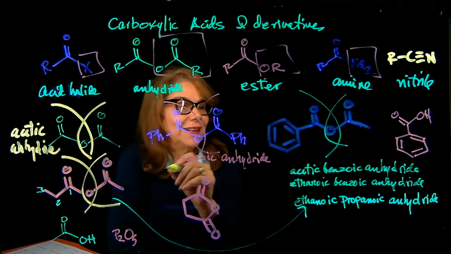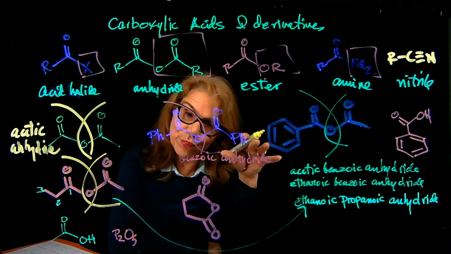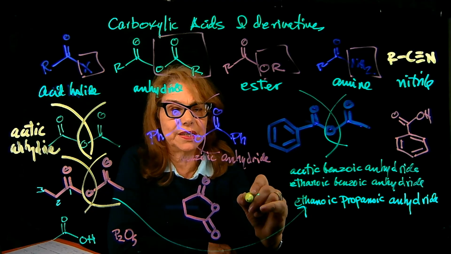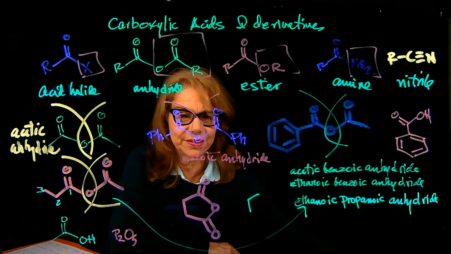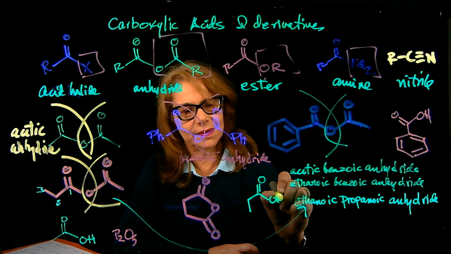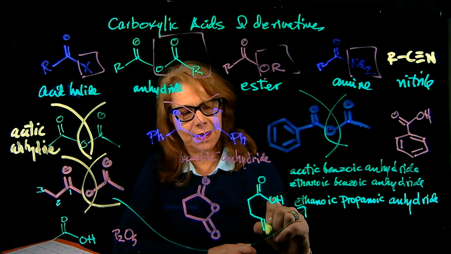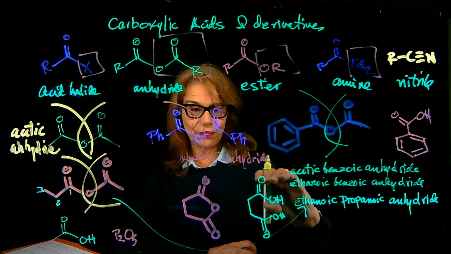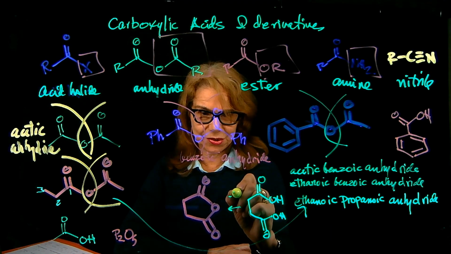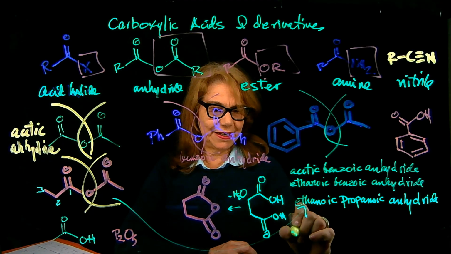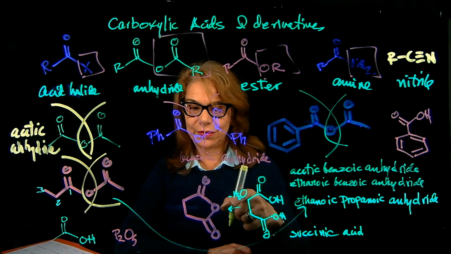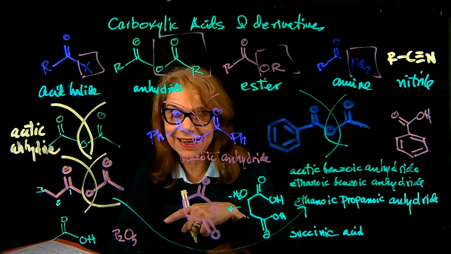Okay, now the last one, we're going to be using a common name. This actually comes from the dehydration of succinic acid. So I'm going to draw here what is succinic acid. Succinic acid is this. Notice if you dehydrate, so minus water, and upon dehydration, you're going to get succinic anhydride.